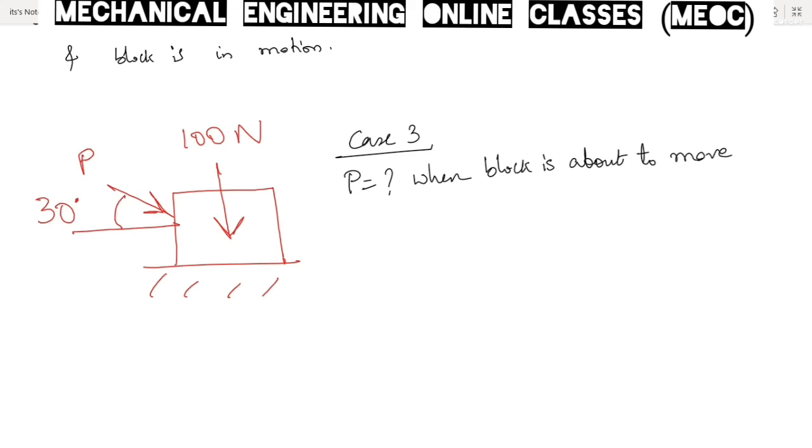So case 3, or the third part of the question, is we have to find the value of P when the block is just about to move. This is the condition of impending motion. So let us draw the free body diagram. 100 Newton force is acting vertically downward. Then P is directed right and down, at 30 degrees from the horizontal. Normal reaction is vertically up. The frictional force is leftward.